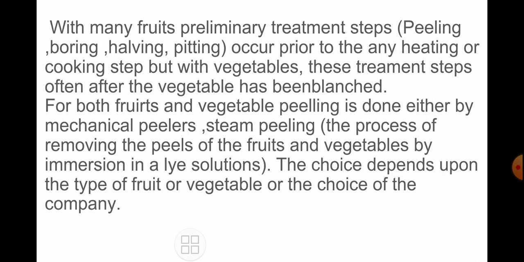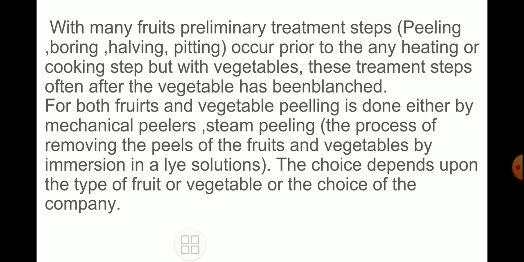So, my friends, we know that mechanical methods, manual methods, chemical methods and some instrumental methods are used in the peeling process. That depends upon the type of fruit which we want to process, which we want to can, isn't it? The choice depends upon the type of fruit or vegetable, as I have already told you, and the choice of the company. So, my friends, you will have to keep in mind that we always have to look at each and every step used in fruit processing.